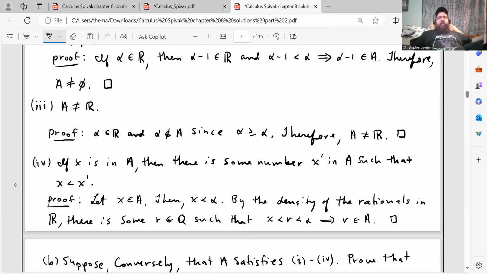Right, property 3 says that A is not the entire set of real numbers. So here's my proof. Alpha is an element of R, and alpha is not in A, since alpha is greater than or equal to alpha. Therefore A is not the entire set of real numbers because alpha is not in the set A.